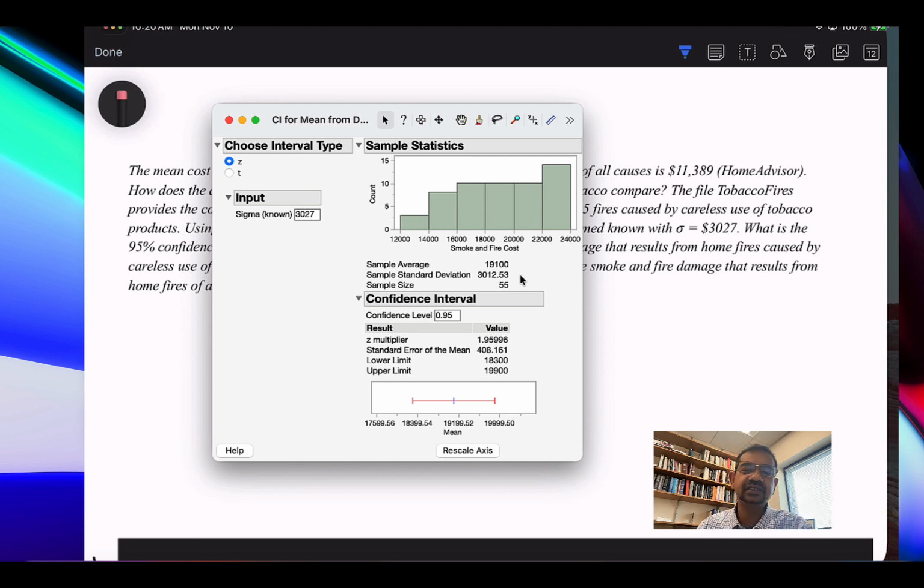So again, a very practical use of creating a confidence interval for the population mean.